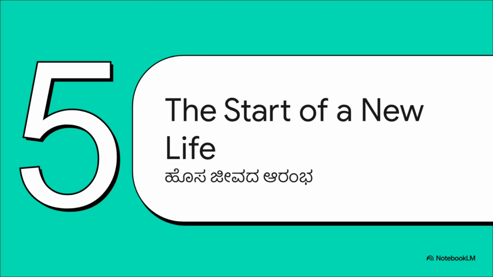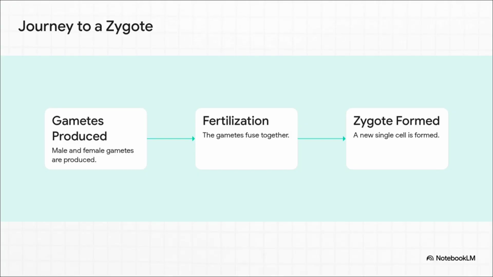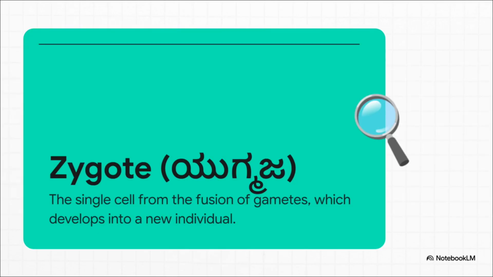Now, in this final section, we're going to see how these two single cells come together to spark the unbelievable journey of a new life. The whole thing really boils down to three key steps. First, as we've seen, the gametes get made. Second, they have to meet, and just one sperm successfully breaks through the egg's outer layer. We call that fertilization. And finally, the moment their genetic material fuses, a brand new single cell is created. And that new cell has a name. It's called a zygote, or eukmeja.